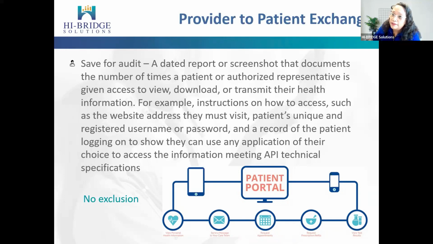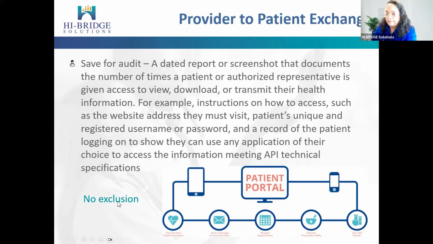For example, if you give the patient instructions on how to access their patient portal, such as the website address they must visit, the patient's unique and registered username and password, and a record of the patient logging on to show that they can use any application of their choice to access the information meeting API technical specifications. So you can check with your EHR vendor to make sure what API technical specifications they have enabled in your system that you can share with your patients so that you can meet this requirement, and also save the evidence of this to be audit prepared.